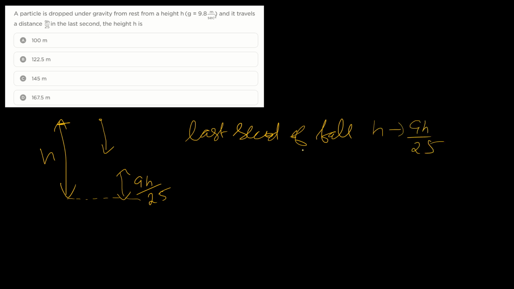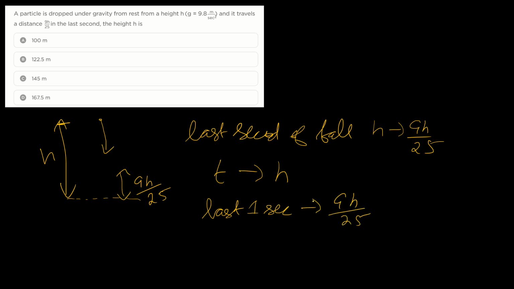Okay, in the last second of fall, at time t, the height is h. At the time of the last 1 second, what is the height? The height is 9h by 25.